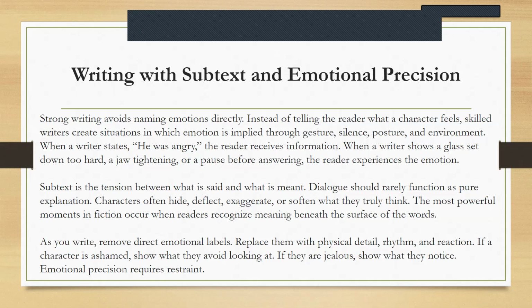As you write, remove direct emotional labels. Replace them with physical detail, rhythm, and reaction. If a character is ashamed, show what they avoid looking at. If they are jealous, show what they notice. Emotional precision requires restraint.